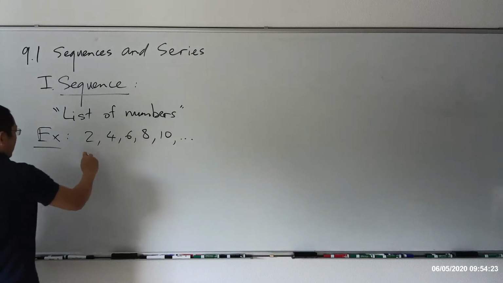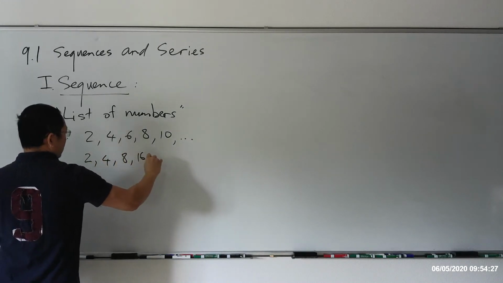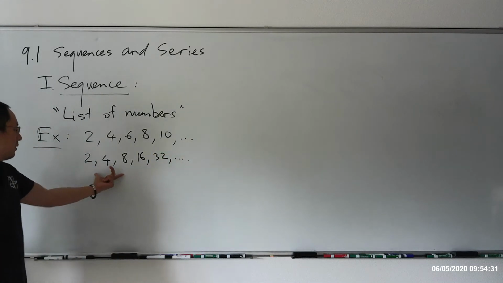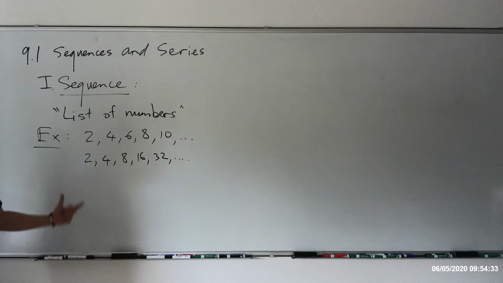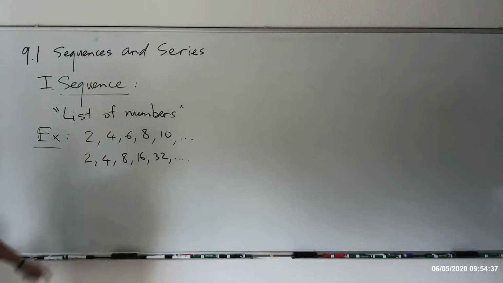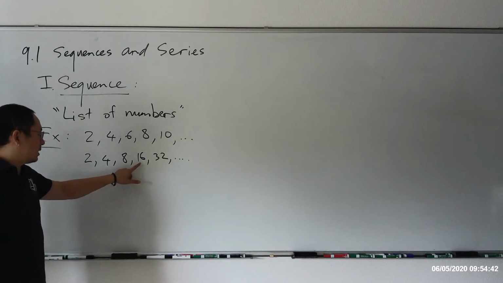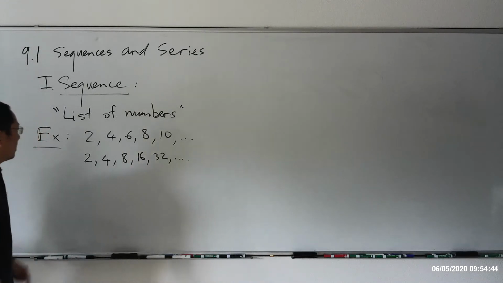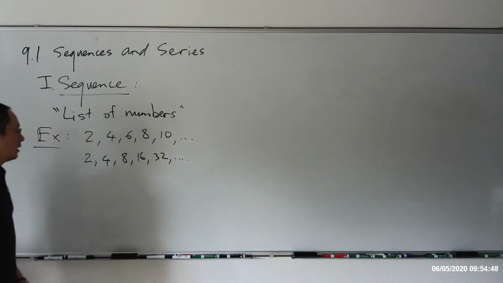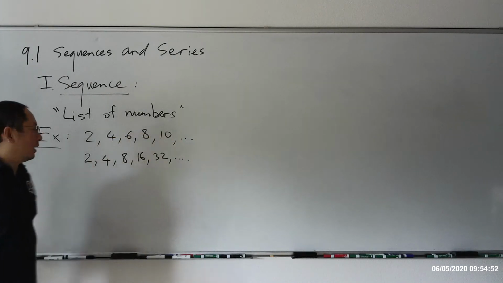How about this? 2, 4, 8, 16, 32, and so on. This is also another sequence, okay? And the rule for this sequence is what? You keep doubling the previous number to get to the next one. So 2 times 2 is 4, 8, and 8 times 2 is 16, and double that is 32. And for the second sequence right here, we keep multiplying by a constant to get to the next term. Here, what? We keep adding 2, right?